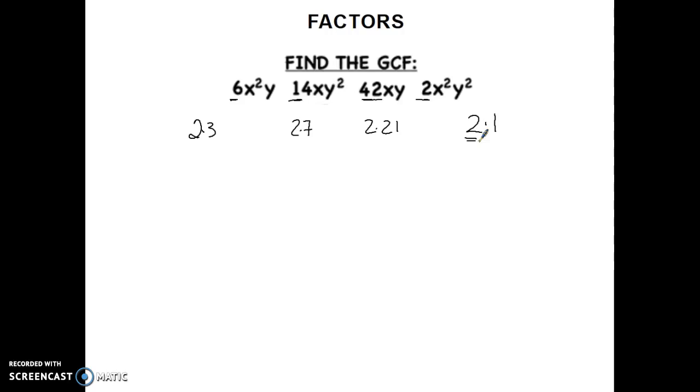Now you got to look at the other factors that you have because you have other stuff multiplied here. You have to get 6x squared y, 2 x's and a y. To get the 14xy squared, look at the terms you have to multiply. 2 times 7 times x, and there's 2 y's there. This one's going to be an x and a y. There's only one of each variable. Whereas this last one, there's 2 of them.